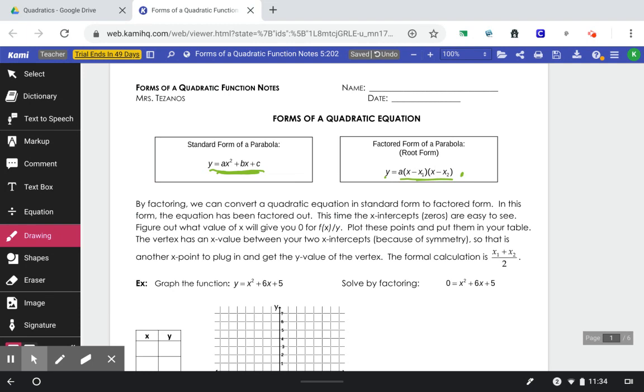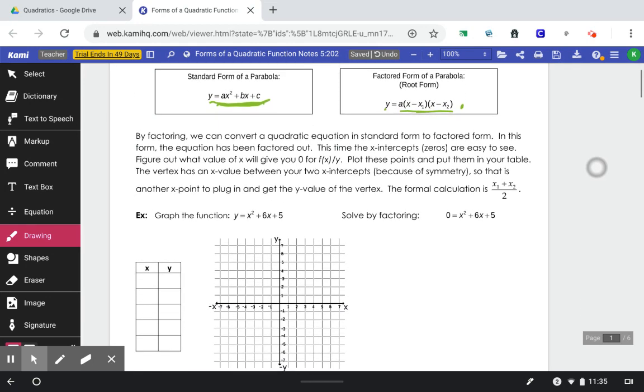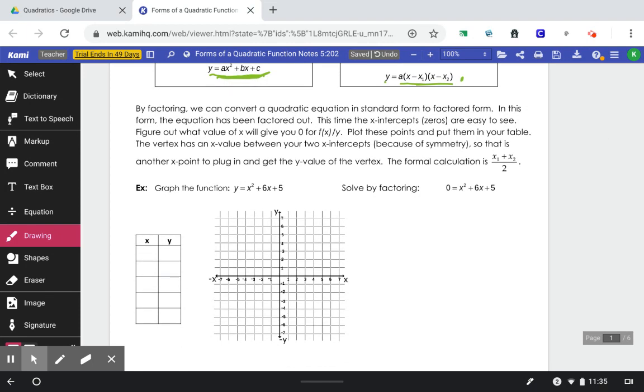When you have it in standard form, one point that is very easy to pull out is the y-intercept. So if you manipulate your quadratics, you can pull out several points and be able to graph your quadratics easily. Okay, let's take a look at a couple of examples. Our original equation is y equals x squared plus 6x plus 5. This is written in standard form.